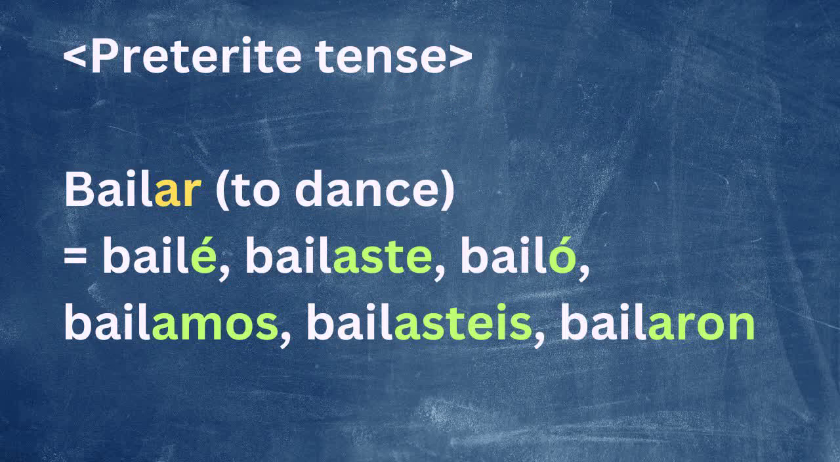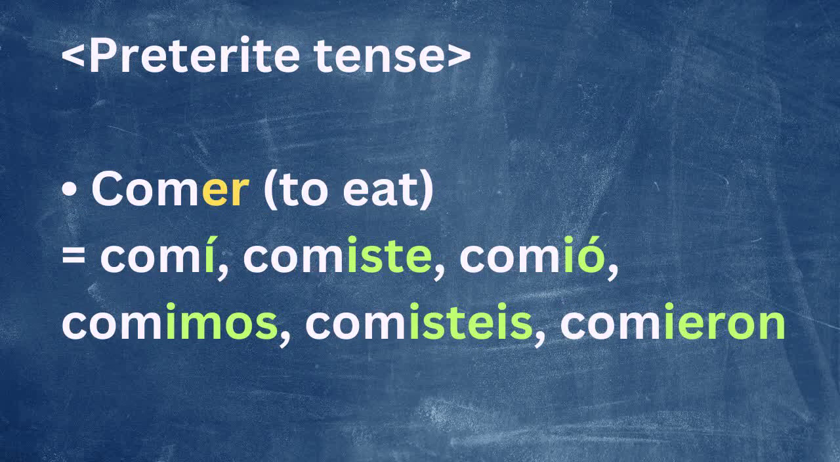Let's try changing some more verbs to the preterite tense. Bailar, which means dance. The preterite tense forms are bailé, bailaste, bailó, bailamos, bailasteis, bailaron. Comer, which means to eat. The preterite tense forms are comí, comiste, comió, comimos, comisteis, comieron.